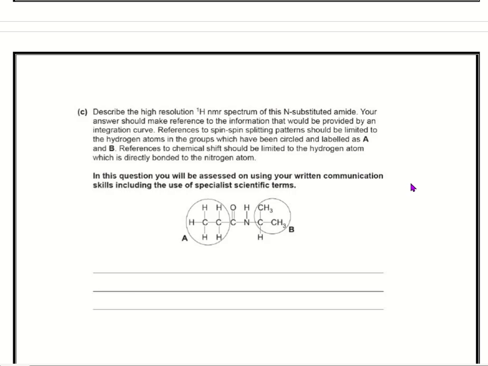Okay, let's have a look at the next one. We've got to describe the high resolution NMR of this N-substituted amide. You need to make reference in your answer to the integration curve. We've got to make reference to the spin-spin splitting patterns, but they can only be labelled on the circled groups, A and B. So we don't need to do the other ones, though I might do them anyway, just to show you how they are done. Reference to the chemical shift should be limited to the hydrogen atom directly bonded to the nitrogen.